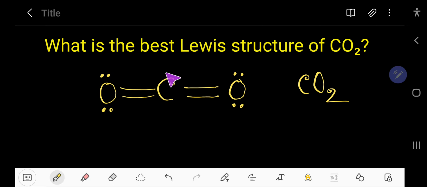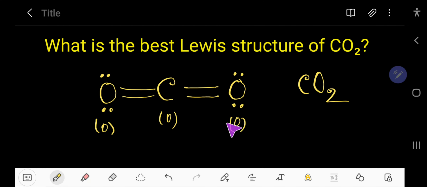And carbon doesn't have any lone pair over it, but every oxygen has two lone pairs. So in the base Lewis structure, we are getting 1, 2, 3, 4 lone pairs and 4 bond pairs, right? In this base Lewis structure, the formal charge of oxygen is 0, the formal charge of carbon is 0, and the formal charge of oxygen is 0.